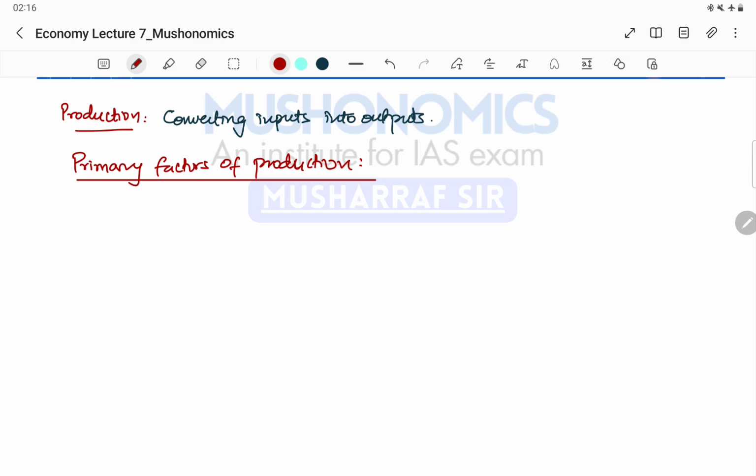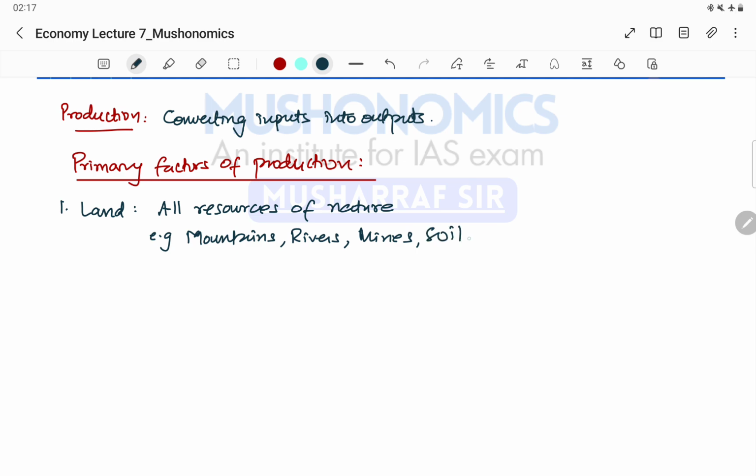So there are four primary factors of production. Number one is land. Now what do we understand by land? Land is not merely a physical thing, rather land implies all resources of nature which we get for free, with no cost attached to it. For example, land also includes mountains, rivers, mines, soil, sunlight, wind, etc. All these things come under the primary factor of land, right? Geographical location also. So all these things are nothing but land.